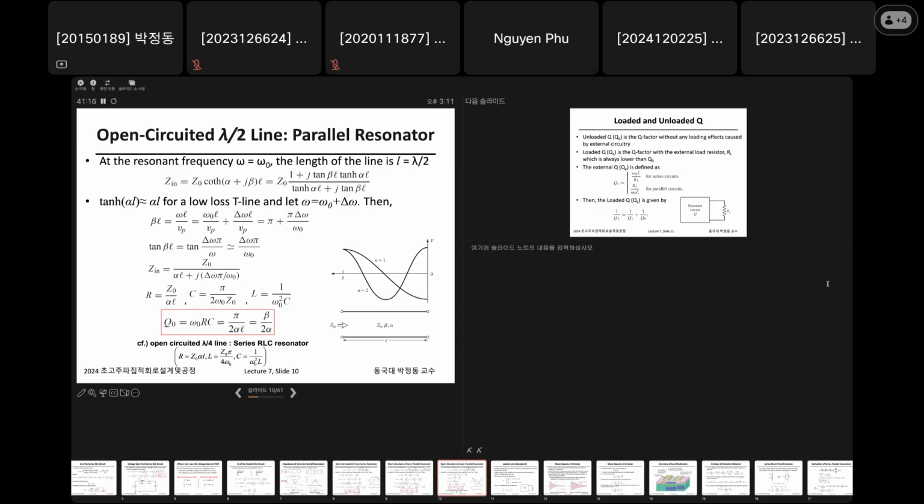Okay, my question is, what if I implement a short circuit lambda transmission line? Is it a parallel network or parallel resonator or series resonator? You guys understand what I try to mention? Okay, you guys understand what I try to mention?